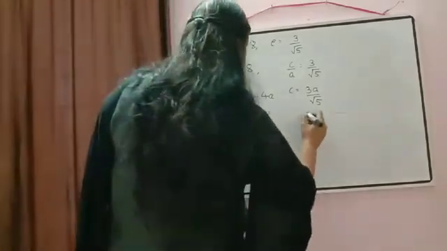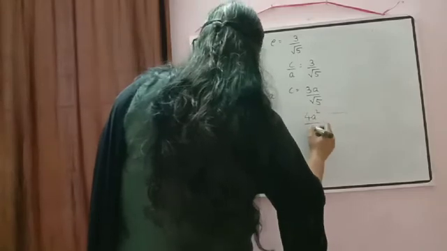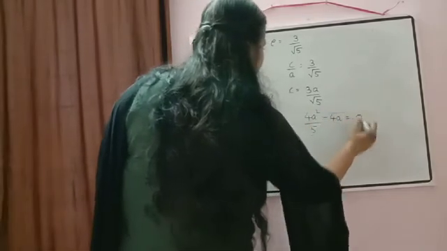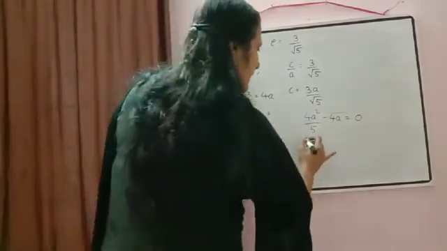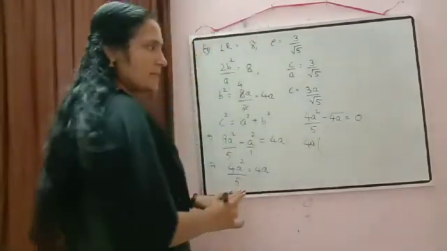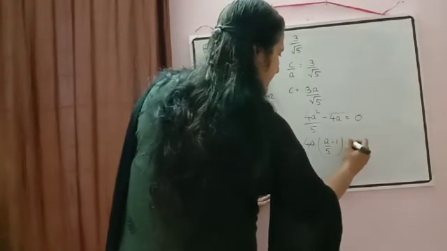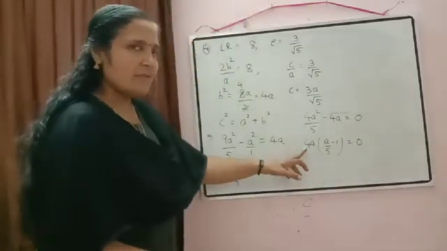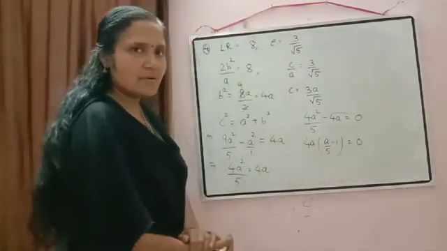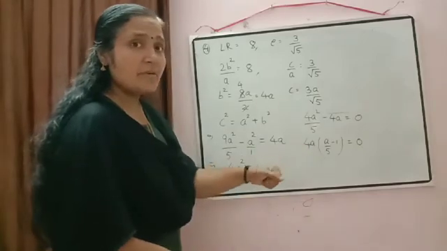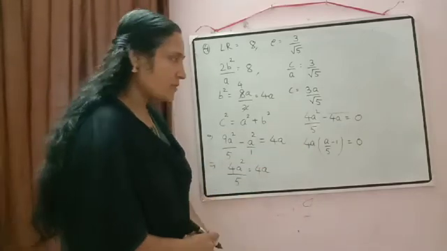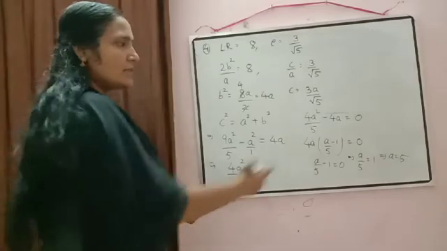Now 4a also we can shift to left hand side. 4a square by 5 minus 4a is equal to 0. What we can take common? 4a can be taken outside. Then inside the bracket what will remain there? a only will remain here. So a by 5 minus 1 is equal to 0. So either 4a is equal to 0 or this expression is equal to 0. If 4a is equal to 0 means a is equal to 0. That is not possible. So possibility is a by 5 minus 1 is equal to 0. So we will get here a by 5 is equal to 1. a is equal to 5. So we got the value of a.